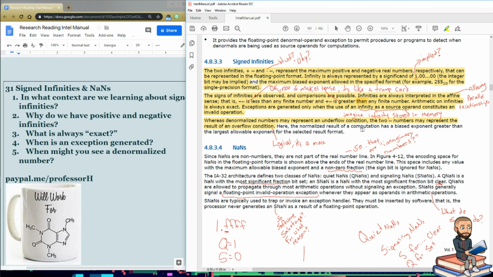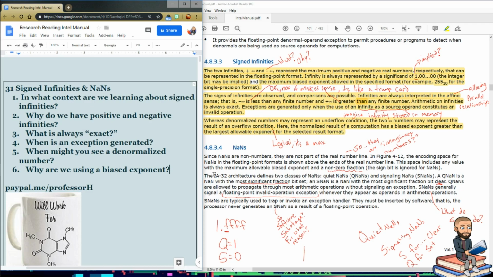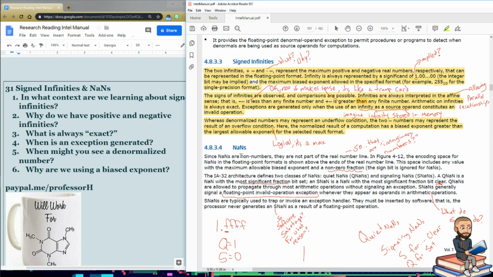Well, actually, I'm not seeing it here in the last sentence, so let me just go ahead and say we're going to sign them not just for comparisons, but when you're doing this arithmetic, you might need to keep the sign. Well, let's wrap up the section here. It says that the normalized result of a computation has a biased exponent greater than the largest allowable exponent for the selected result format. So I think all that sentence is saying is the reasoning for biasing is because there's not enough room in the exponent to show the numbers that we want to be able to show. So I think that's just a very simple concept we should know. Why are we using a biased exponent in that floating point IEEE 754 standard?